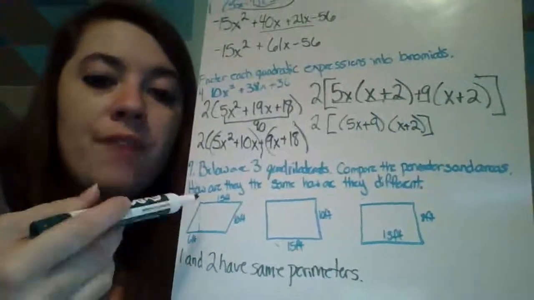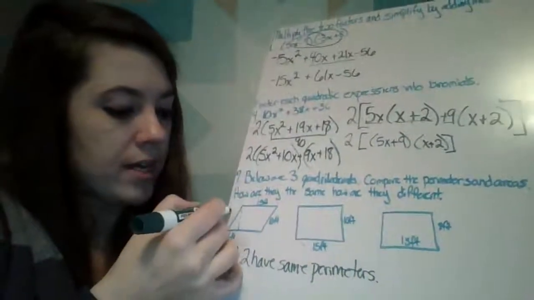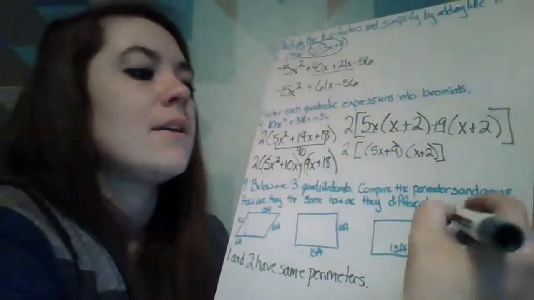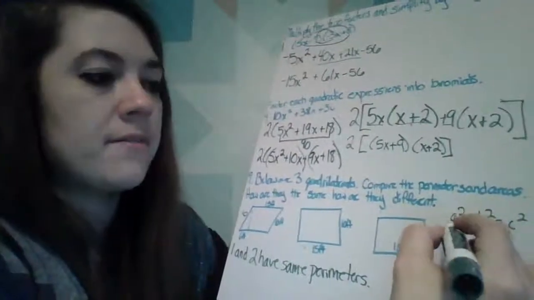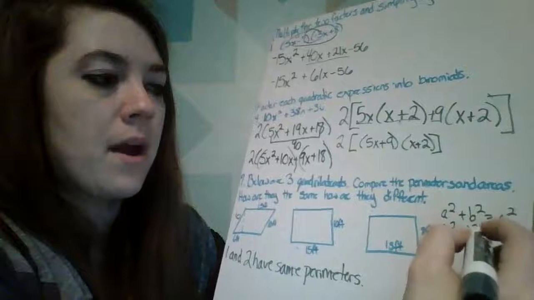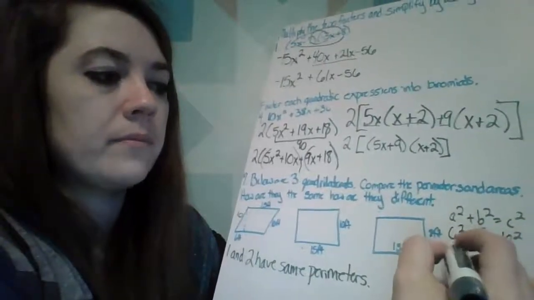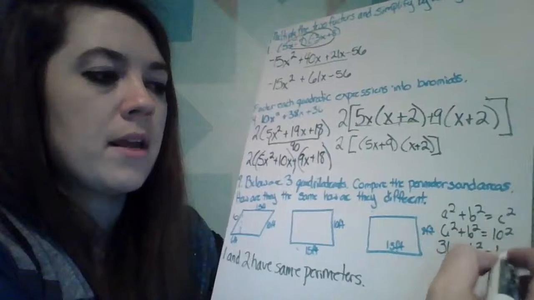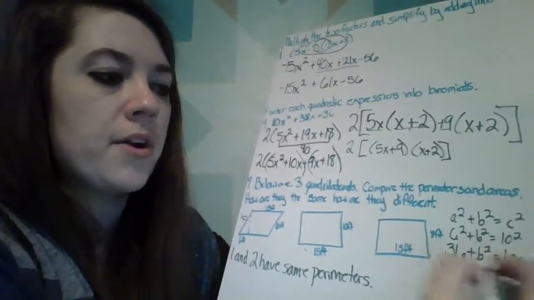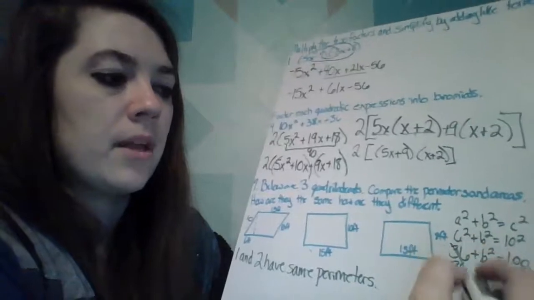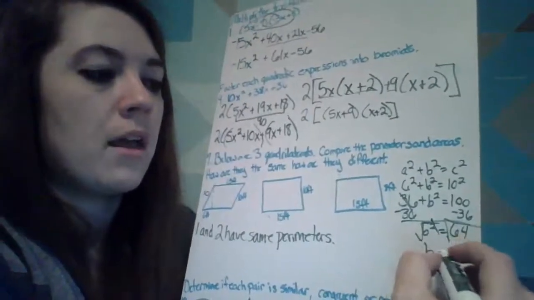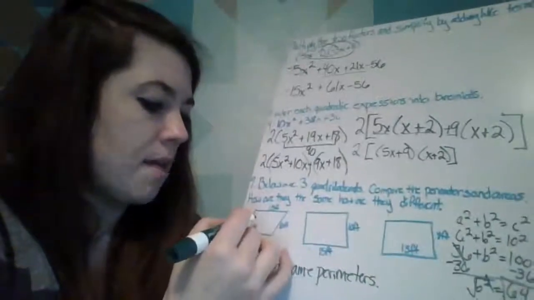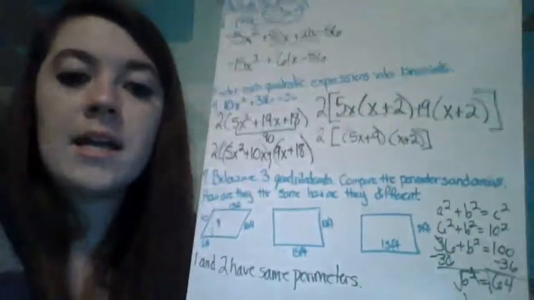So we can solve to find what this height is. We know this diagonal over here is 10, the base is 6. So Pythagorean theorem, a squared plus b squared equals c squared. So we're going to have 6 squared plus b squared equals 10 squared. So 36 plus b squared equals 100. Subtract the 36. So we have b squared equals 64. Take the square root. Can we take the square root of 64? We sure can. It gives us 8. So that means this height here is 8.